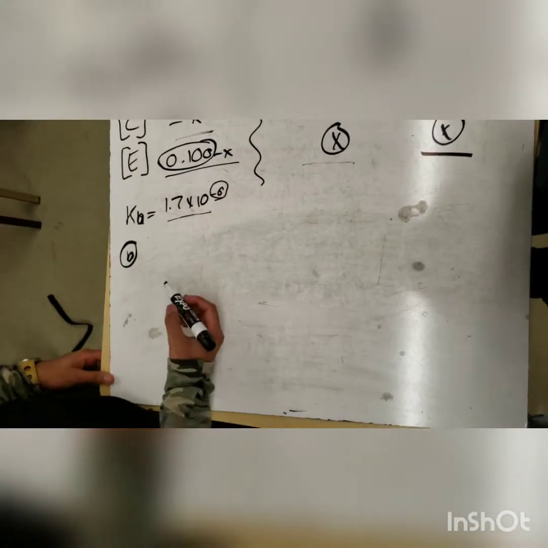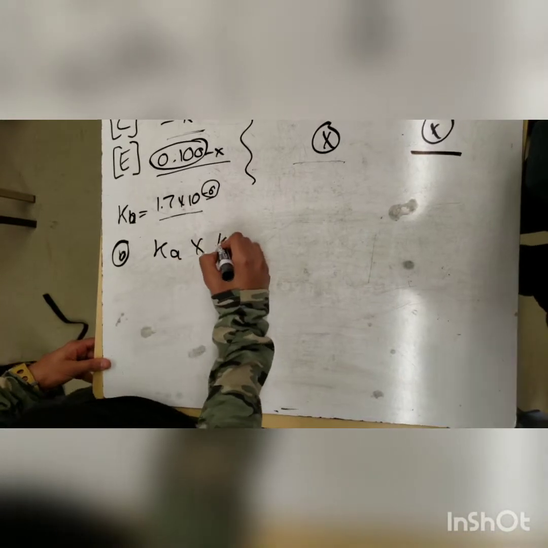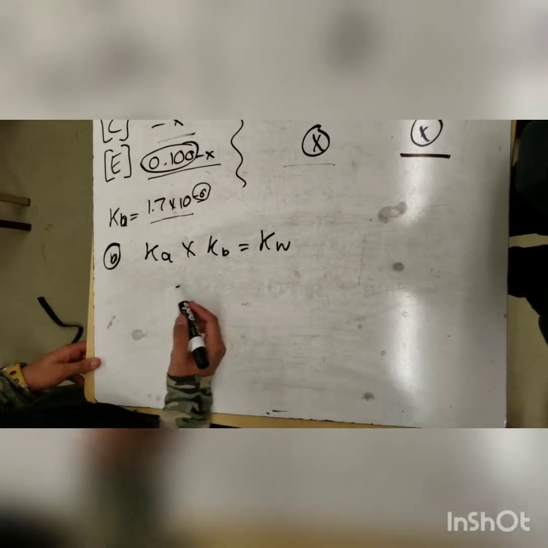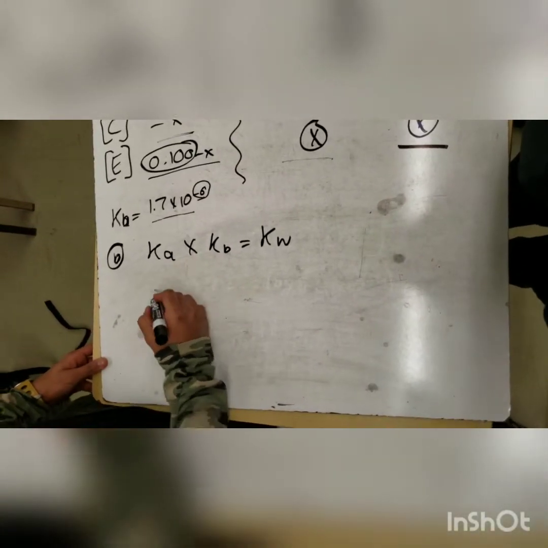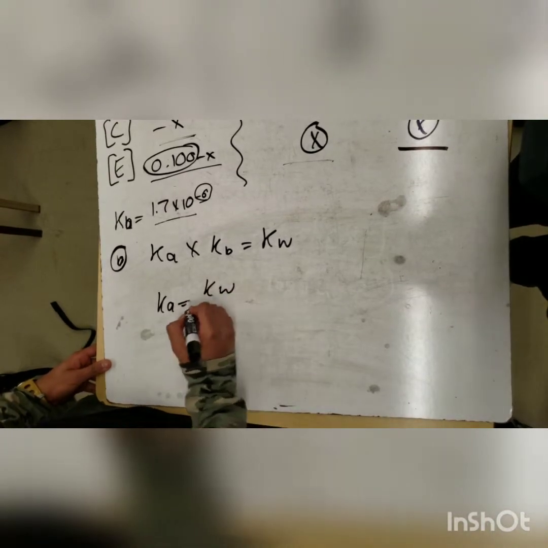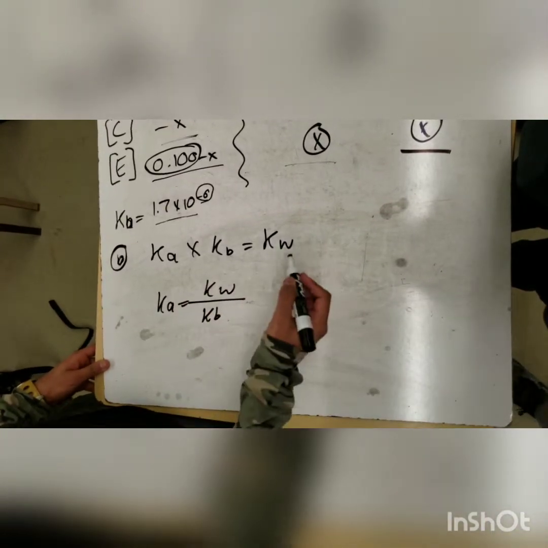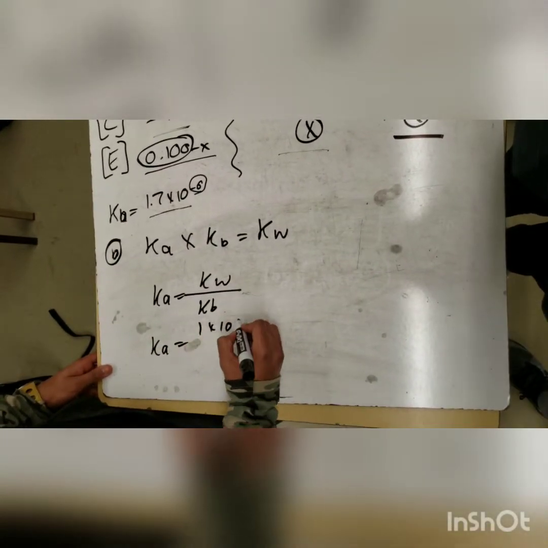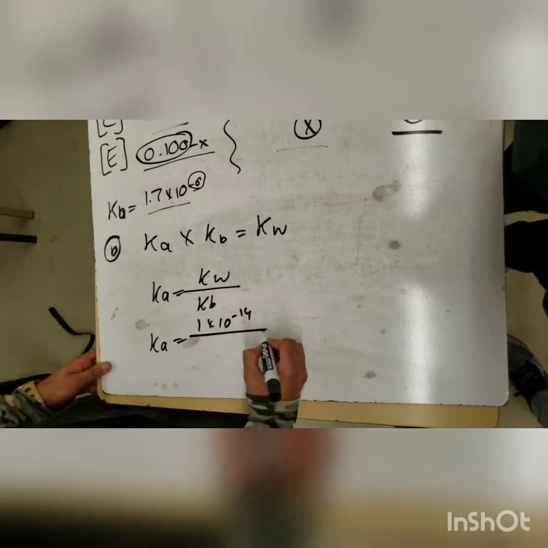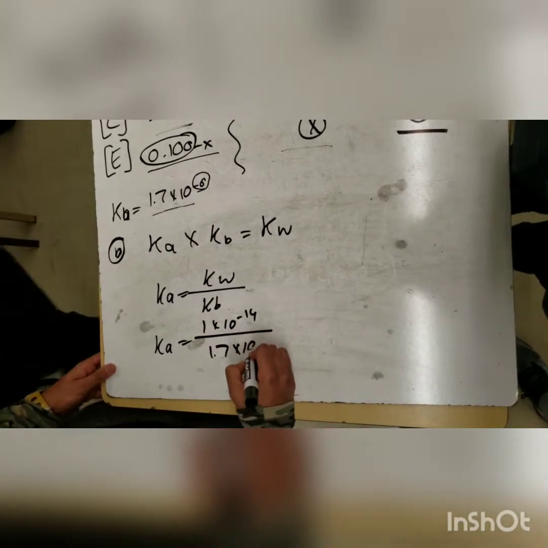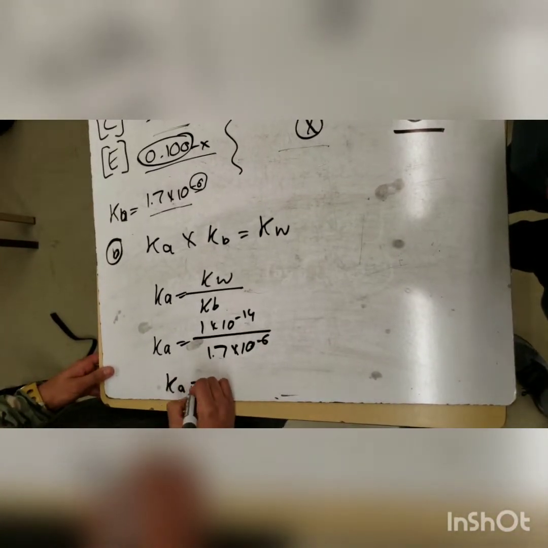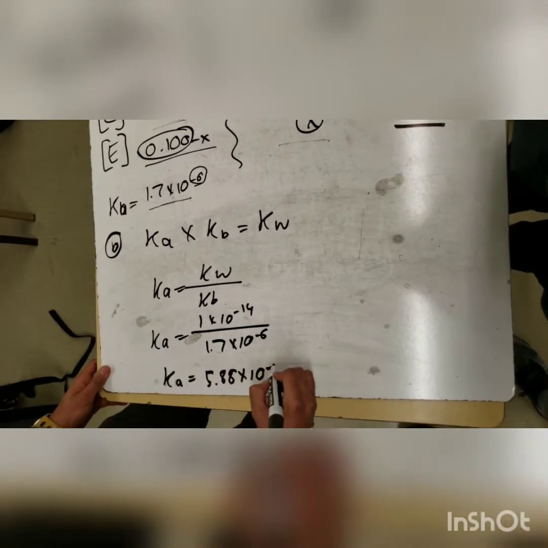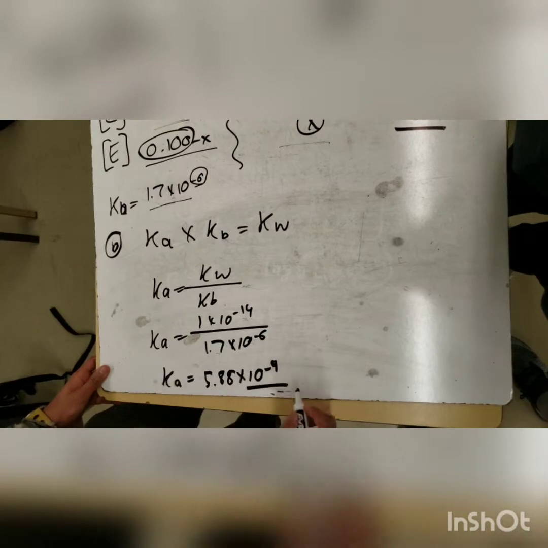Okay, so now part B asks us for the Ka of the N2H5 plus over here. So we know that the Ka times the Kb will give us the Kw. Now, if we isolate for the Ka, Ka equals Kw, which is a constant, over the Kb, which we have earlier. So Ka equals 1 times 10 to the power of negative 14 over 1.7 times 10 to the power of negative 6, and the Ka for this comes out to be 5.88 times 10 to the power of negative 9.